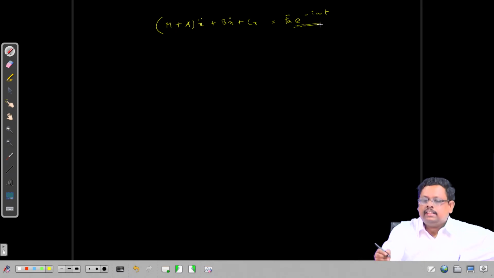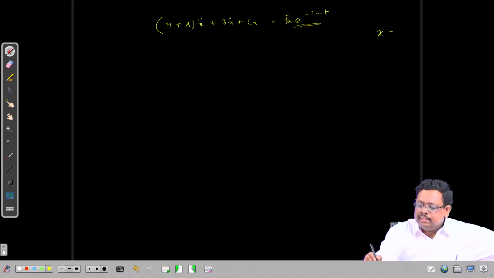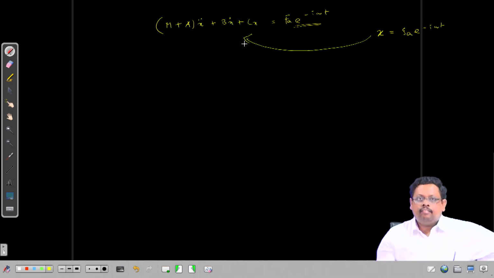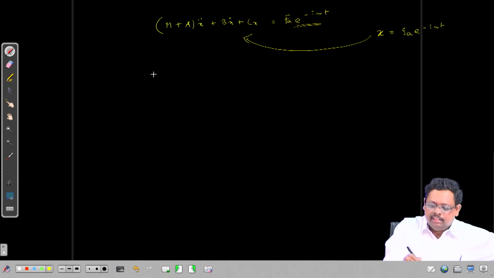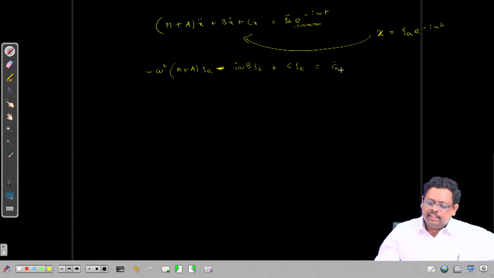Now, if you assume your forcing term to be harmonic, we expect the response also to be harmonic. So, in that case we assume that my response x is also a harmonic function, and then you can assume x equal to some amplitude multiplied by e to the power minus I omega t term. So, now I substitute this in the left hand side, and once you substitute this, what do we get? You can check, it is minus omega square into m plus a into xi a, plus minus I omega into b into xi a, because I assumed the minus I, plus c into xi a equal to f a, because the e to the power minus I omega t terms will cancel out from both sides, right.